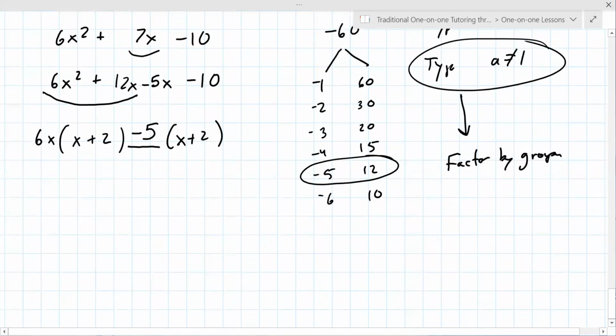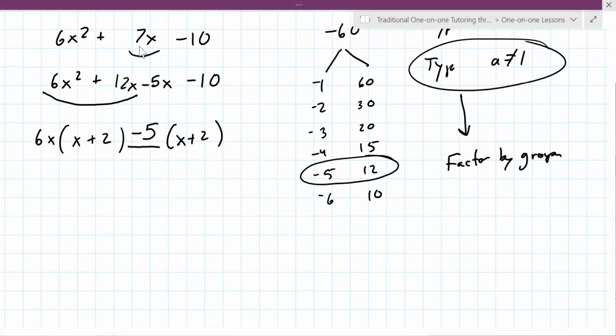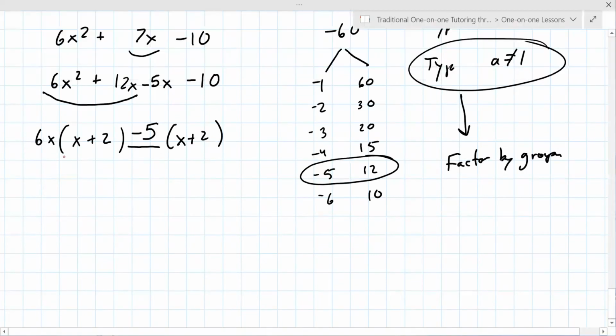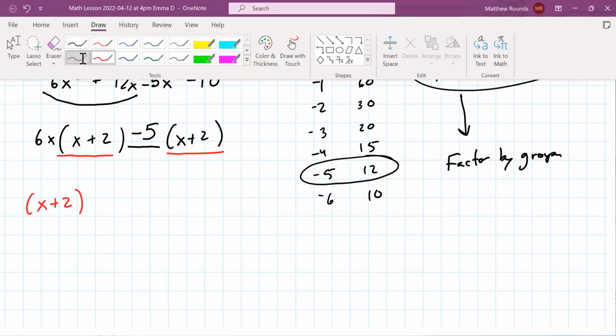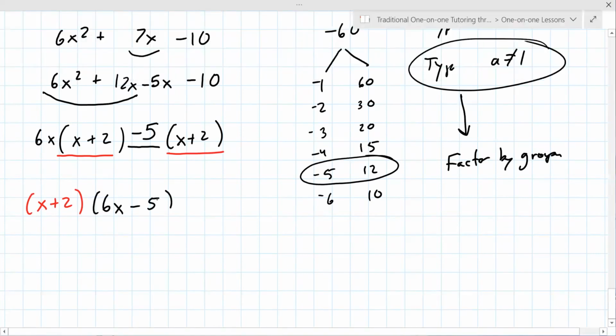Okay, and then this is the hard part. I used to call this a double factoring because you end up doing this twice. Do you see that this is the same in both? So you write that over here, and then you bring down the other stuff, which is 6x minus 5. You leave it like that? Yes, this is done.